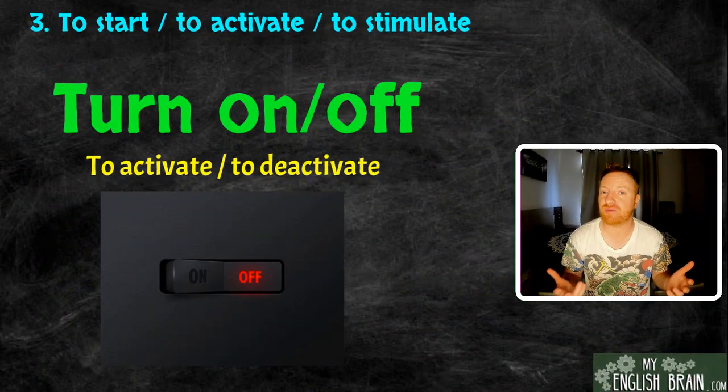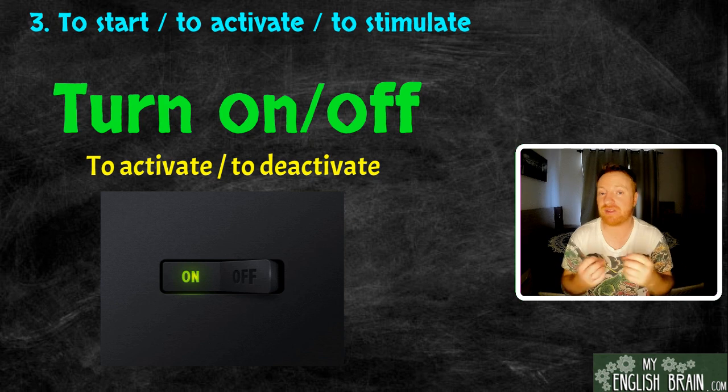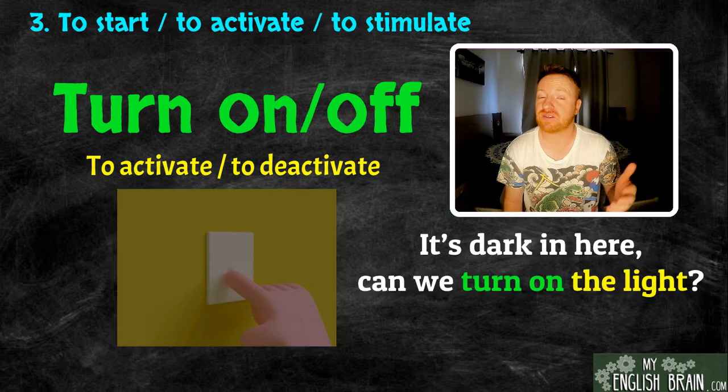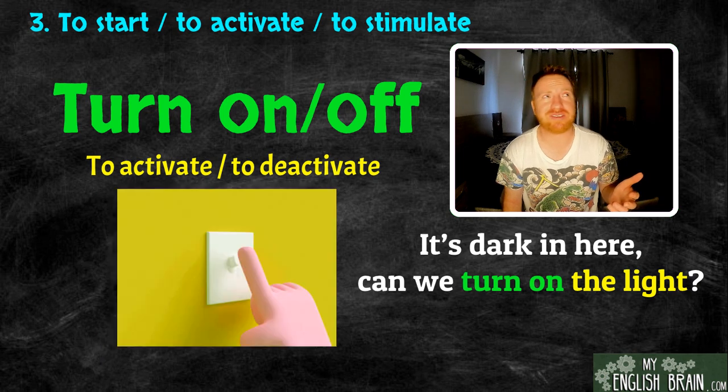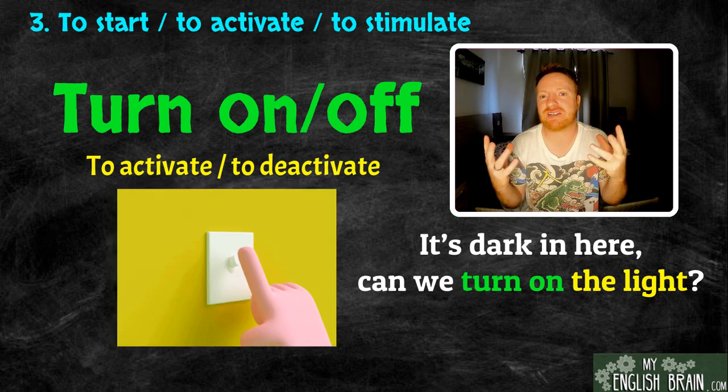So, one of the most basic phrasal verbs that we use in this idea is turn on and turn off. Turn on means to activate, and turn off means to deactivate. So, if you're in a room and you think, it's kind of dark in here, can we turn on a light? You're saying, can we activate the light?